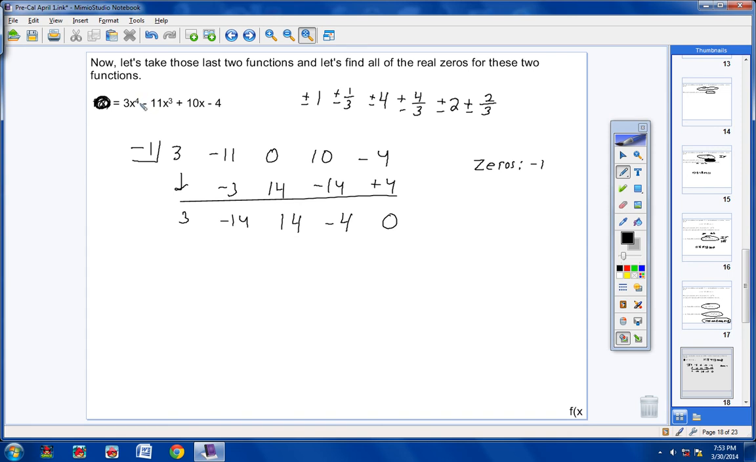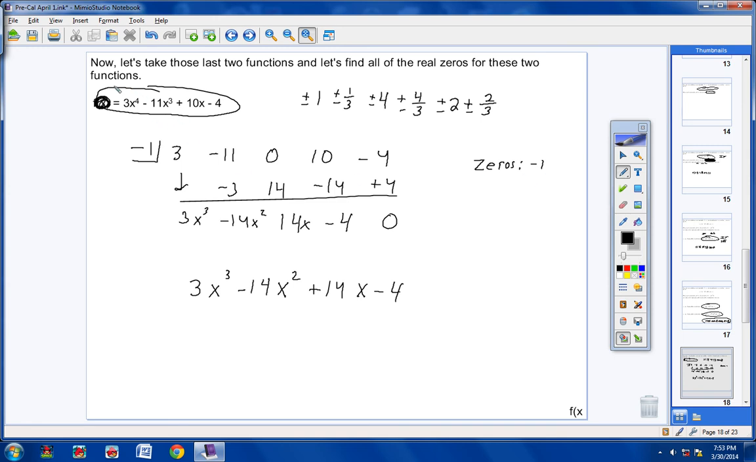You did have an x to the 4th up here, so remember you start with the next power. We learned this a couple days ago, maybe yesterday. You start with the x cubed, x squared, x, and then constant terms. So now you're left with 3x cubed minus 14x squared plus 14x minus 4. Now why is that helpful? Because I've taken this expression and found that -1 went into it evenly and gave me out a 0, so I know it's one of my zeros.